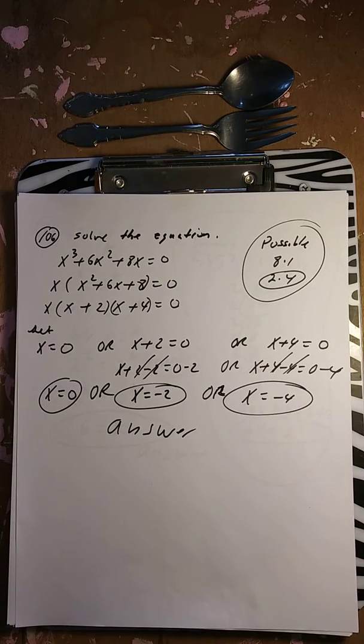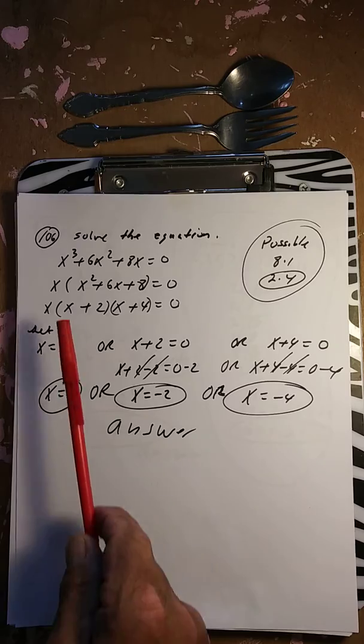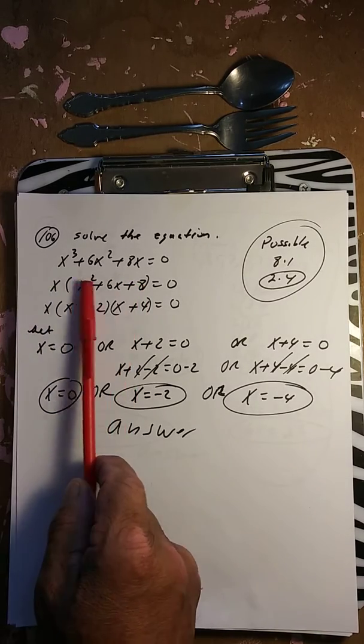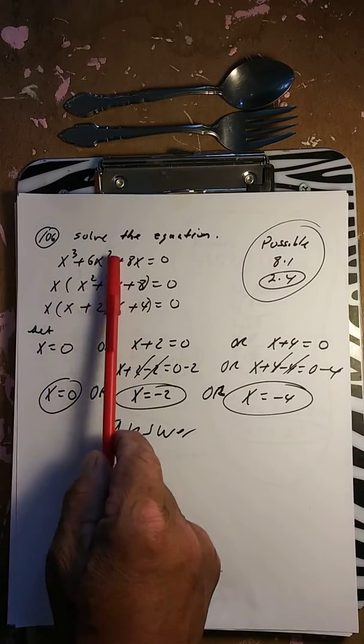Solve the equation. X cubed plus 6x squared plus 8x equals 0. So what I'm going to do is go ahead and factor this. Take an x out. So x times x cubed, that's 6x squared, that's 8x.